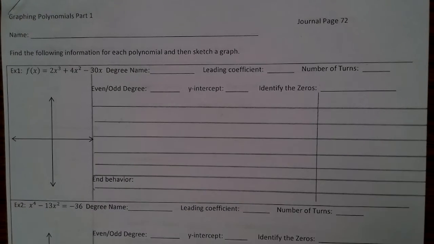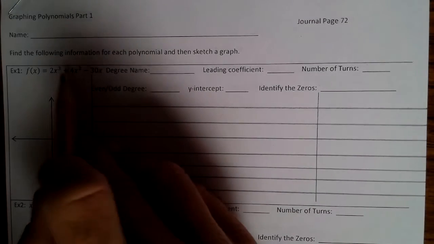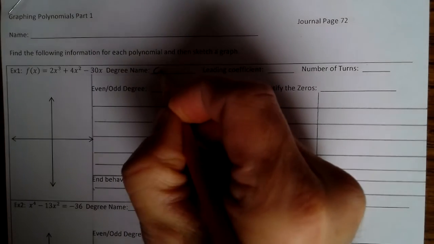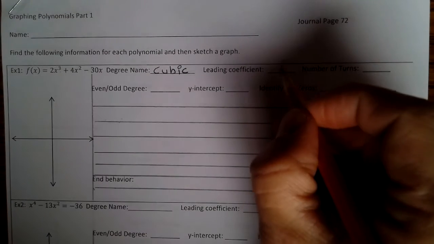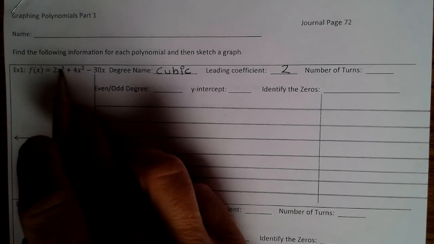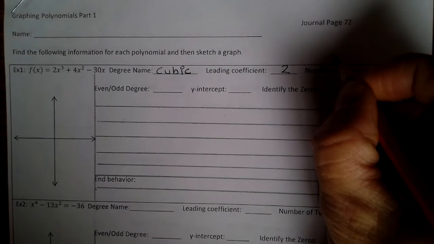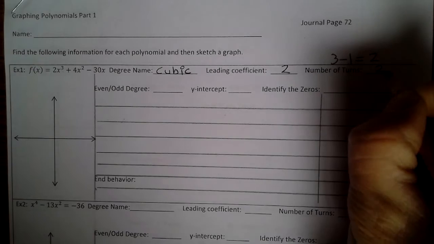All right, graphing polynomials part 1. Find the following information for each polynomial and then sketch the graph. All right, so first off, the degree name is cubic. The leading coefficient is 2. Number of turns is you take the degree minus 1, so 3 minus 1 equals 2. So this says 2 turns. Okay, it's an odd degree.